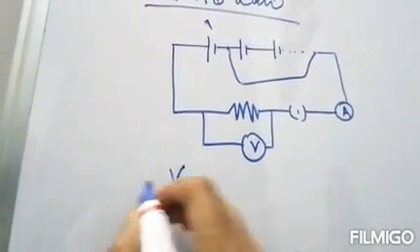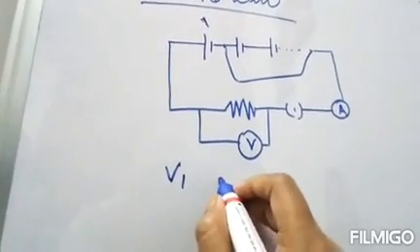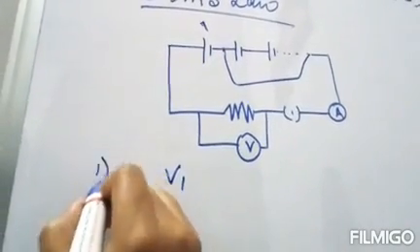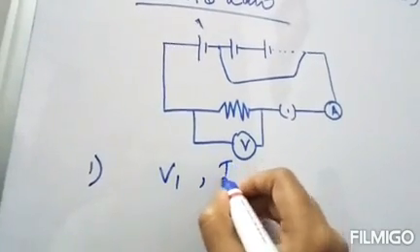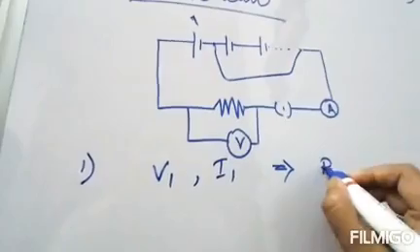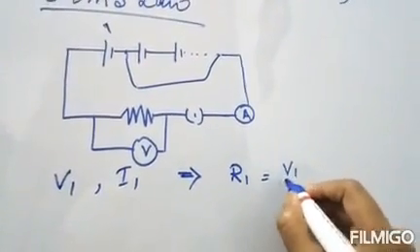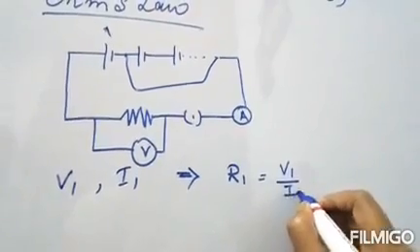Okay, let my voltmeter reading be V1, and let my current flowing in the first case for cell 1 be I1. Okay, and let R1 be V1 by I1.